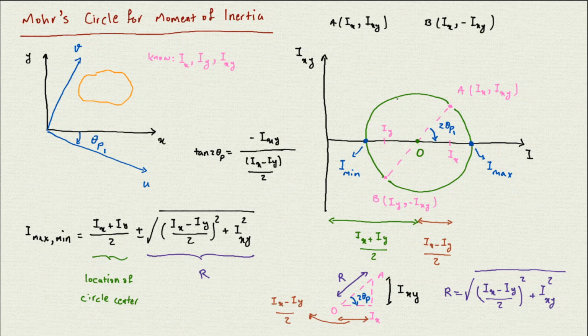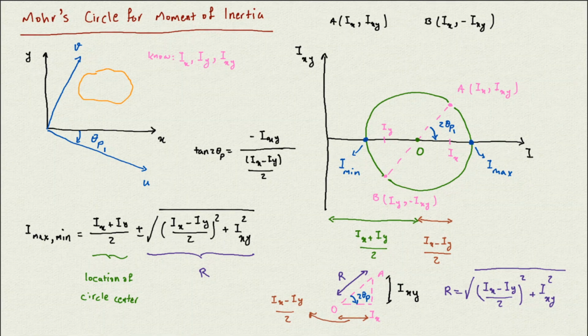Now, one more time, how we draw that. The horizontal axis is I, the vertical axis is ixy. Then locate the A and B, connect the A and B, and make a circle that has the center of O and goes through the A and B, and that gives you the Mohr circle.